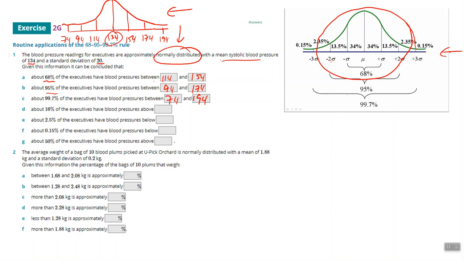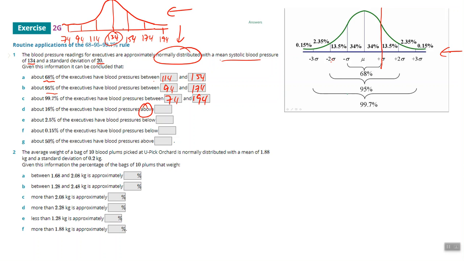16% will lie above. Okay, above what? Now, what value do we lie above to get that 16%? Okay, it can't be above the mean value. It can't be above 134 because that's half the data already. Okay, so that's not true.